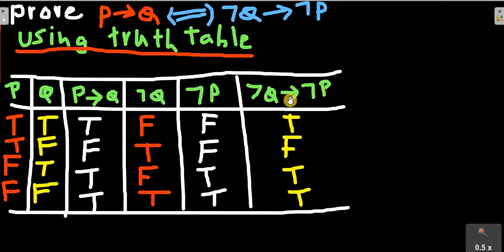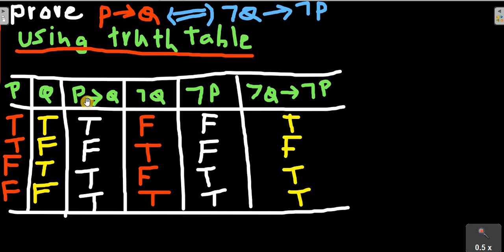So what we are seeing here is that, look at that, this column and this column are equal. Am I correct? In the sense that for appropriate combinations, the truth values are equal. Here also true for this combination. Here also true. For this combination, this and this are true. For this combination, this and this are true. For this combination, this and this are true.